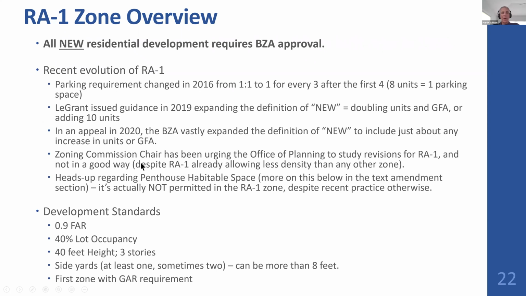RA1. So RA1 is a multifamily zone. It's a low density zone. There's only a 0.9 FAR density. That's actually the lowest density in the city. It's a lower density than you would have in the R1A zone, the single family detached zone, where there is no FAR requirement, but at 40% lot occupancy and 3 stories, you effectively get to 1.2. 40% lot occupancy, 40 feet in height, 3 stories, side yard requirement. And this is the first zone where you have a GAR requirement.